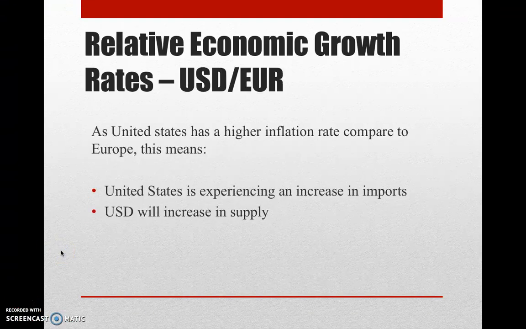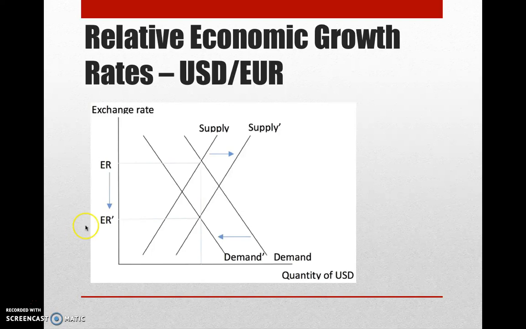Relative economic growth rate between USD and euro. Explained in the relative inflation rate, the United States has a higher inflation rate compared to the euro area, which represents that the United States is experiencing an increase in imports. This indicates that the US dollar will increase in supply. As we can see in the graph, demand for USD decreases and the supply of USD increases.